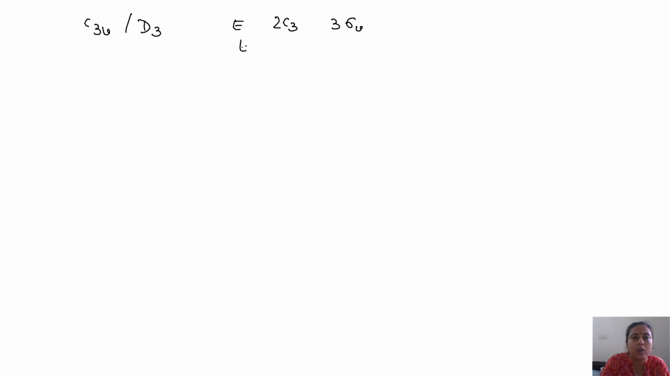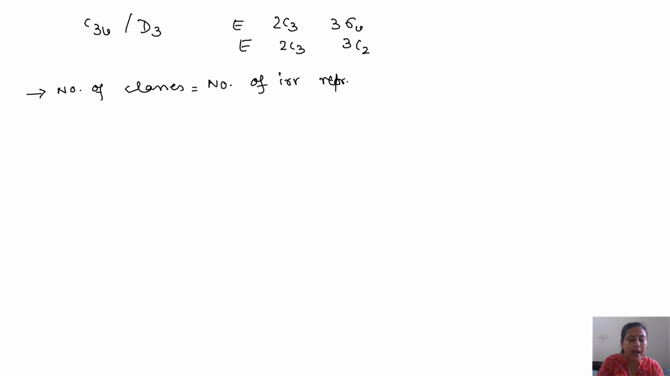For a D3 molecule, we have E, 2C3 and 3C2. So it is a similar thing. Now we know the number of classes is equal to the number of irreducible representations. So we are going to have 3 different irreducible representations.